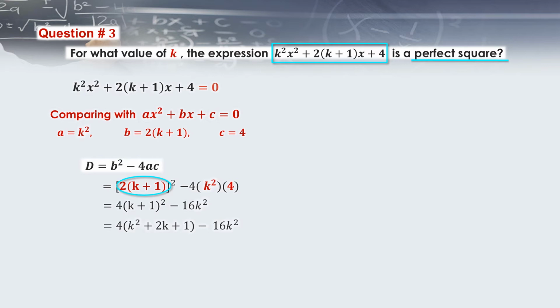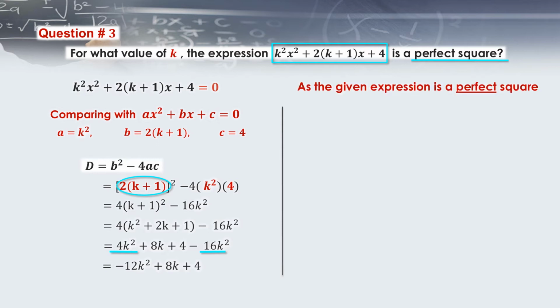Multiplying 4 with each term in the bracket gives us 4k squared plus 8k plus 4 minus the term 16k squared. Solving the like terms 4k squared and minus 16k squared, it gives minus 12k squared plus 8k plus 4. This is the value of the discriminant and it cannot be simplified further. Now by using the condition that as the given expression is a perfect square, its discriminant must be 0.